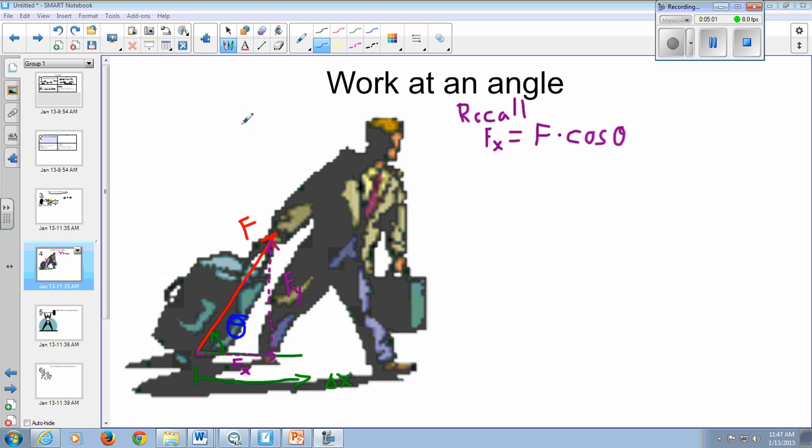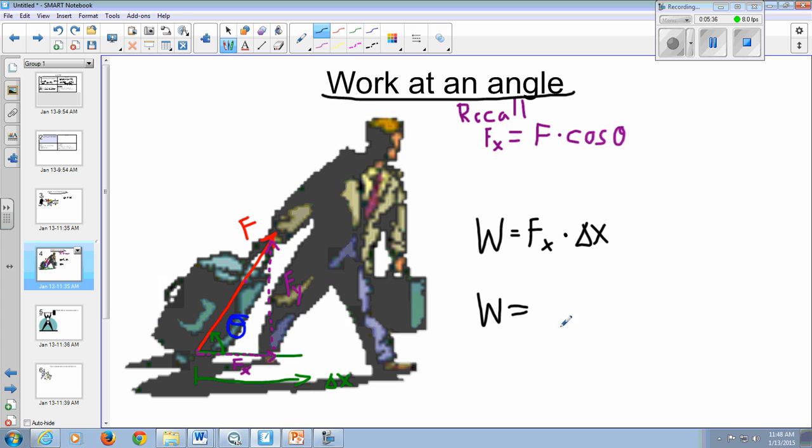So when it comes to terms of work, work is equal to the force that's acting in the same plane, so that's the x component, times the displacement, or the distance that it's moving in that direction. And what the book does and what we do in physics is we take this and expand it to get an equation for work at an angle: work is equal to whatever the force is times the cosine of the angle times however far it moves, the distance, the displacement.